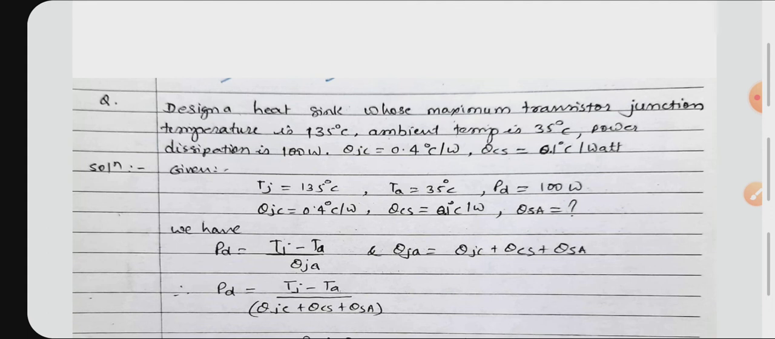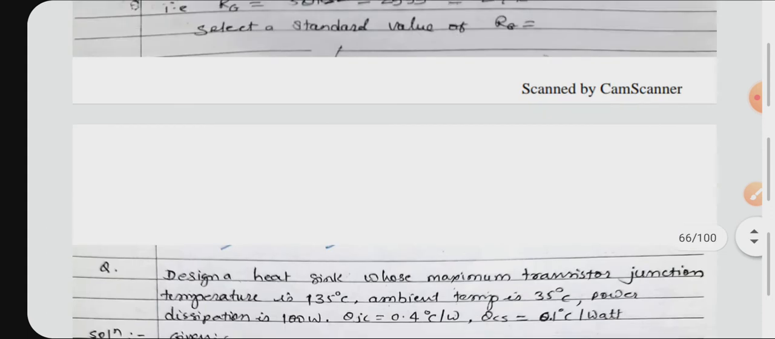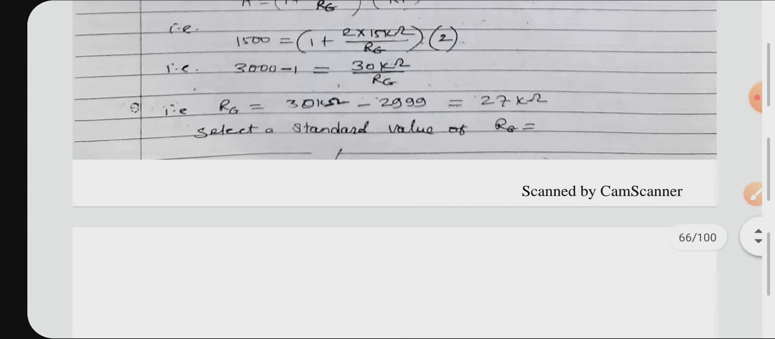In the exam, the problem may be asked to draw the circuit diagram of instrumentation amplifier using 3 op amp and derive the equation for gain of instrumentation amplifier, as well as it can be asked to design the instrumentation amplifier. So you will have to calculate the values for different components like R1, R2, RG, RF, etc. Just we have solved like that.